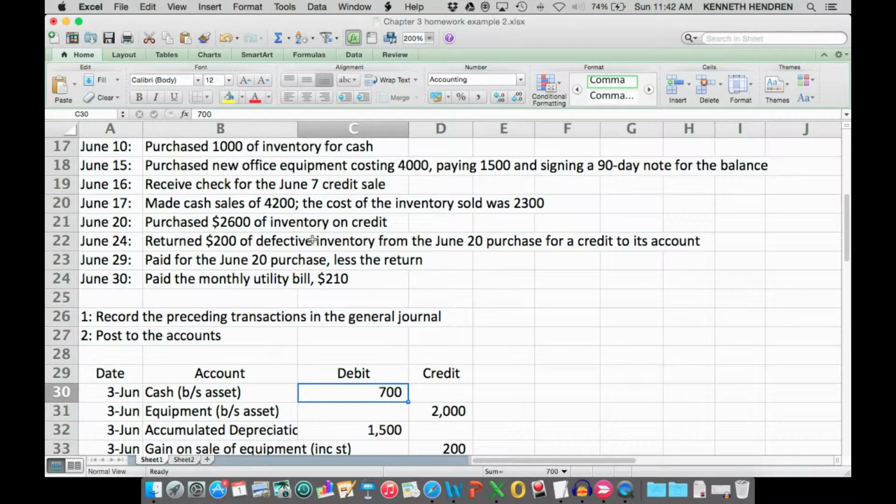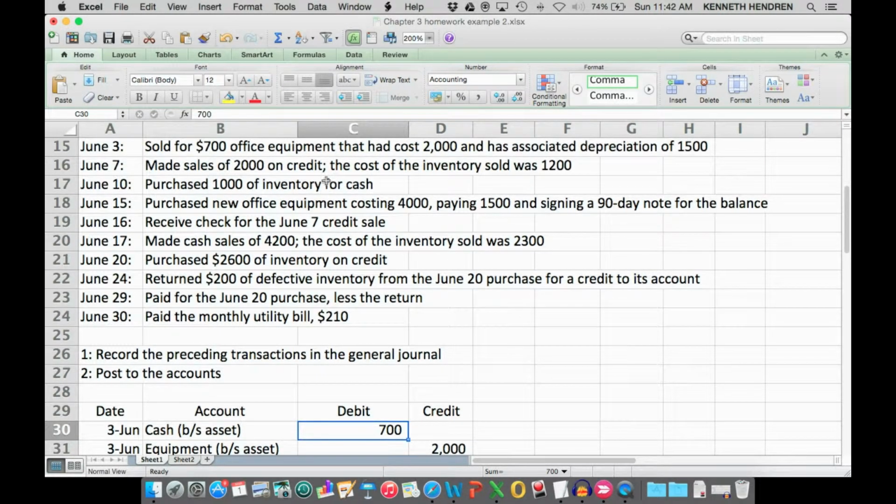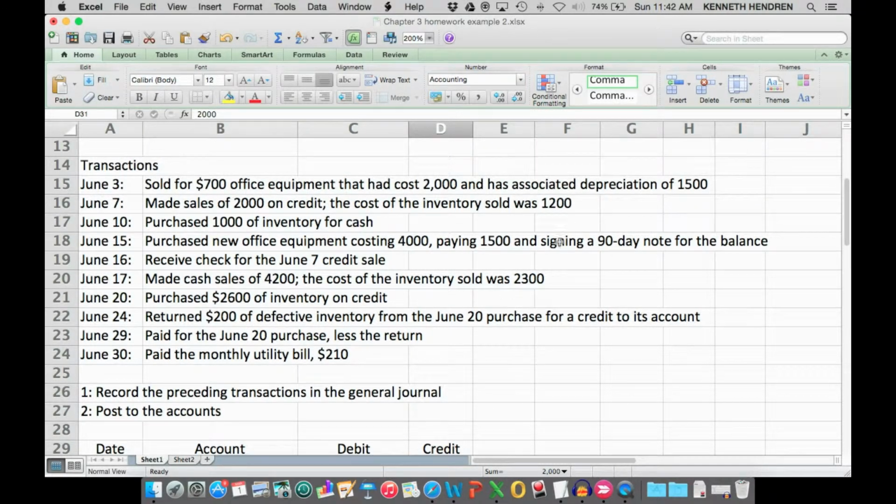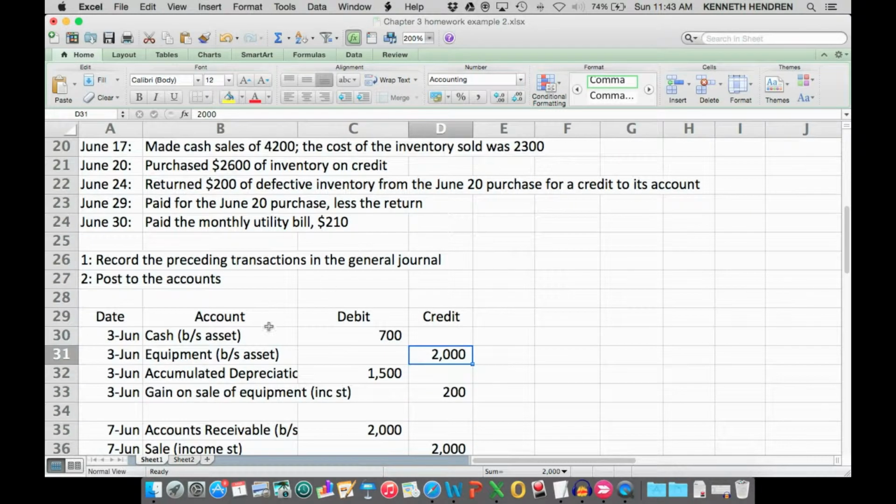Now we have to get rid of the asset, and the equipment had an original cost of $2,000, so we have to get rid of that off of our books, so we credit that for $2,000. Then we have a debit to accumulated depreciation of $1,500 because we're getting rid of that asset. So when we get rid of the asset, we also get rid of the accumulated depreciation.